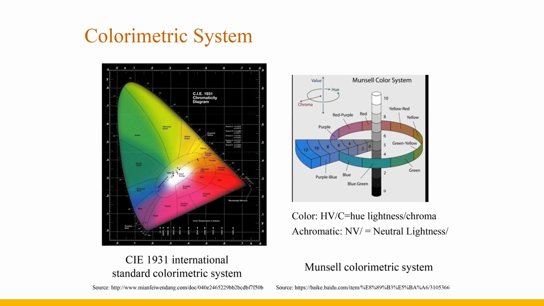The Munsell colorimetric system is the current international colorimetric system. For object colors, the symbol H represents hue, the symbol V represents lightness, the symbol C represents chroma, and H, V, and C are called Munsell symbols. Color is calibrated with HV/C, and colorless is calibrated with NV/.